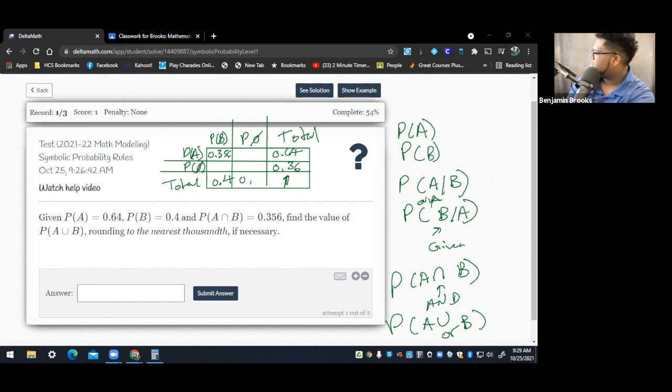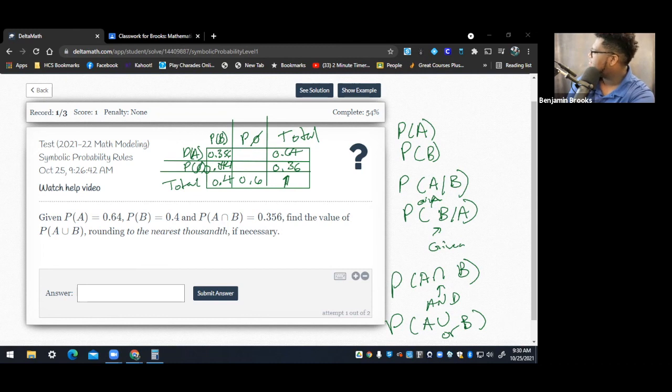This would be 0.6 would be the probability that B doesn't happen. This would be 0.044. And this would be, let's see, 0.356 minus 0.36, 0.64, that would be 0.3. This is why I should actually use a calculator here, probably. But anyway, it doesn't matter. But you can fill this thing out.